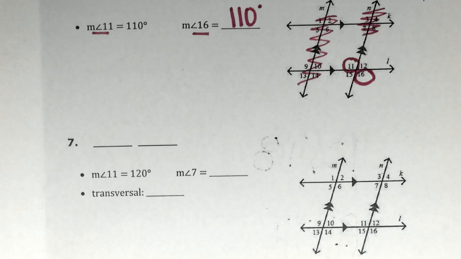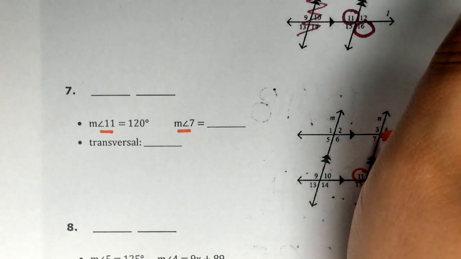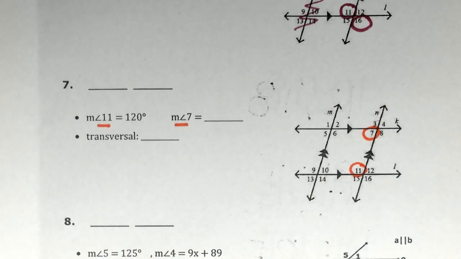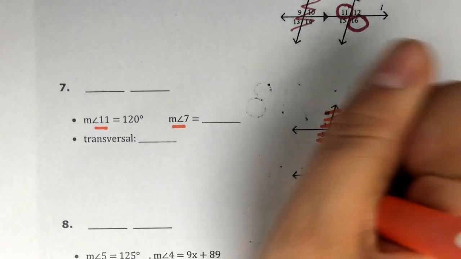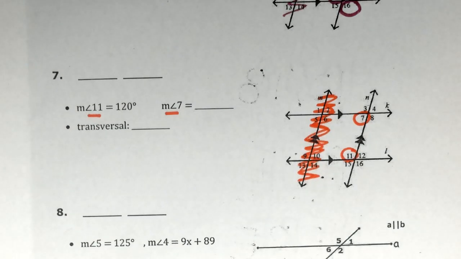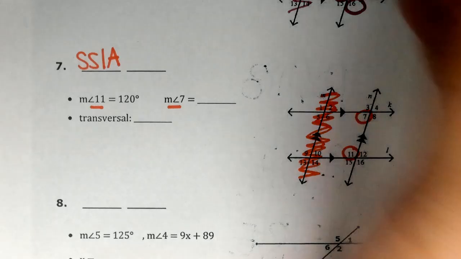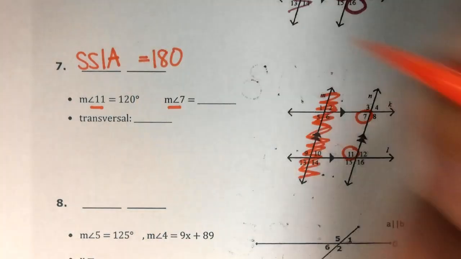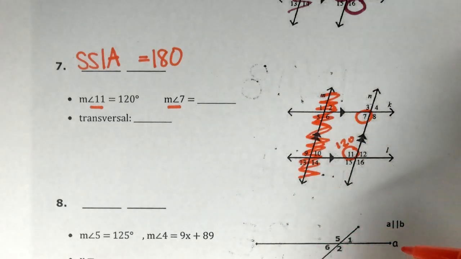Number 7. We have 11 and 7. So I'm going to circle 11 again, and here's 7. What do we not need? Line M. That's irrelevant. Are these on the same side or different sides? Inside or outside? SSIA is what? Supplementary.